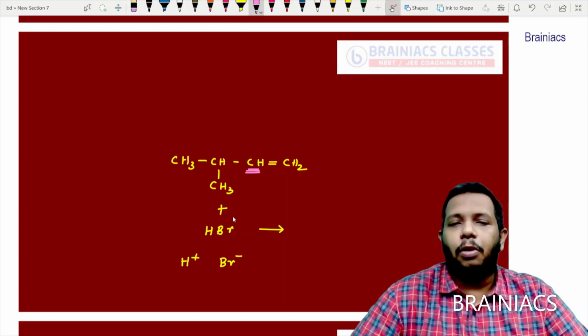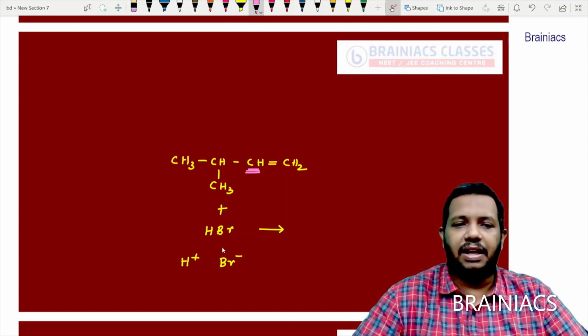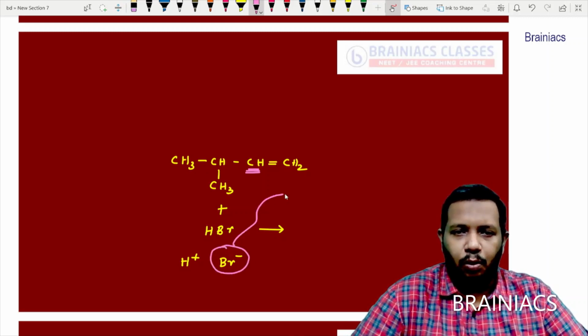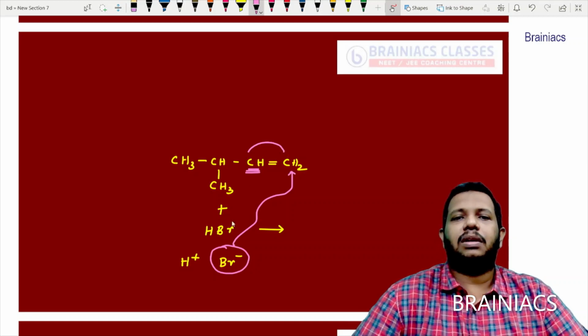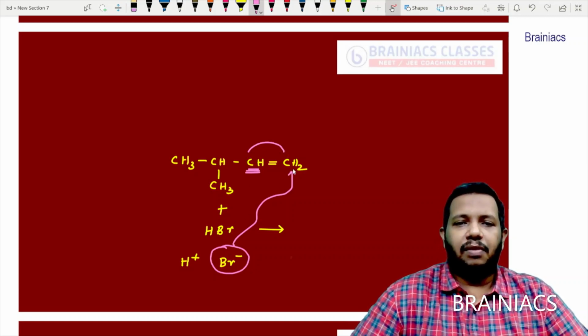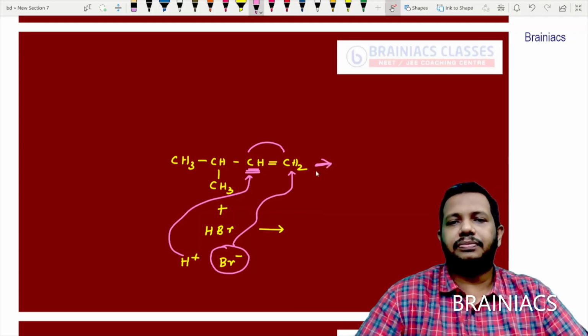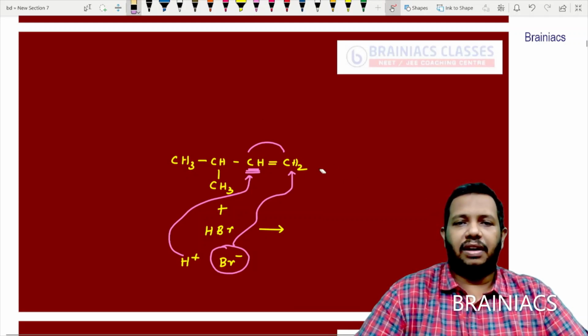But we know this is following anti-Markovnikov's or free radical mechanism. So what will happen? The negative part of the addendum will move to the most hydrogenated carbon atom between these two. So that is this one. So what will be the answer here? Br will come here and H plus will come and attack here. So the product we are obtaining here will be which one? Can you tell me? Okay, so let's write the product.